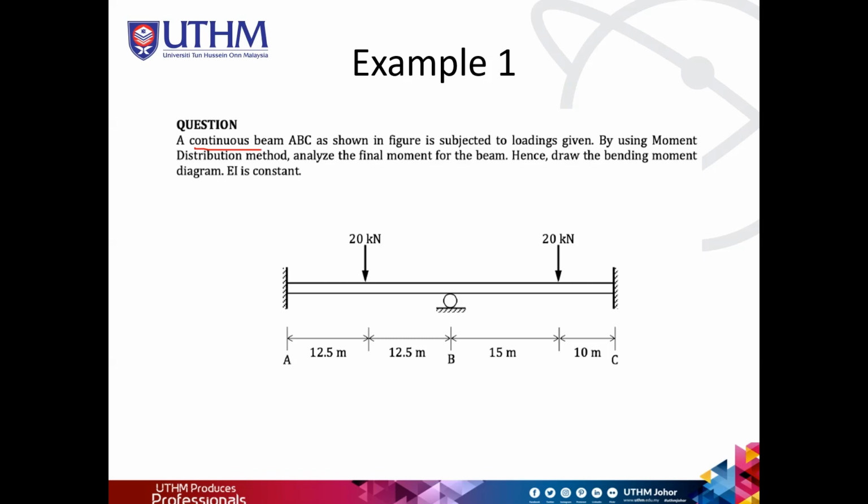Okay, to solve using the moment distribution method, in order to find the final moment, you need to know the fixed end moment. If you look here at the beam, we have 2 point loads, but they do not act at the same position. This 20 kilonewton acts at the center, and another one does not act at the center. They act at 15 and 10 meter distances.